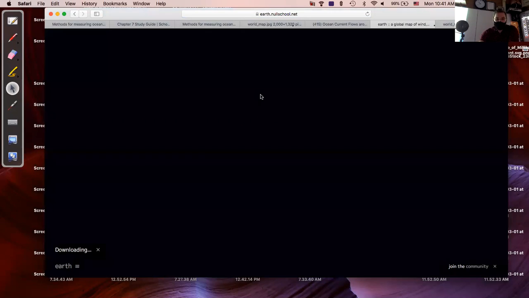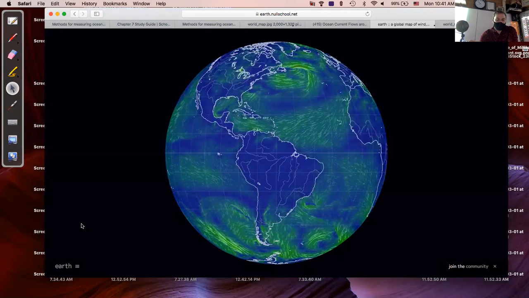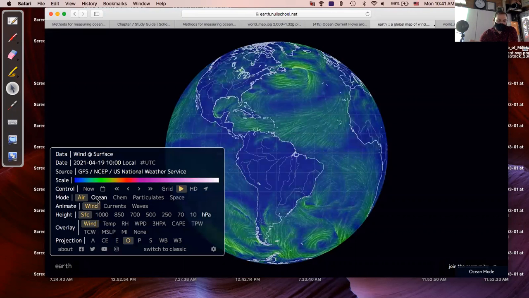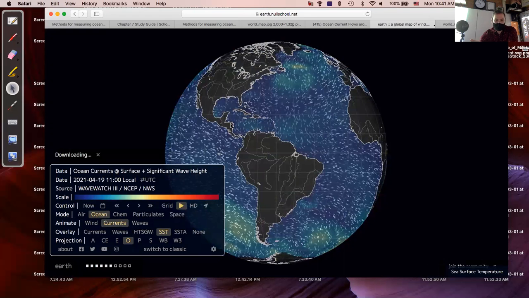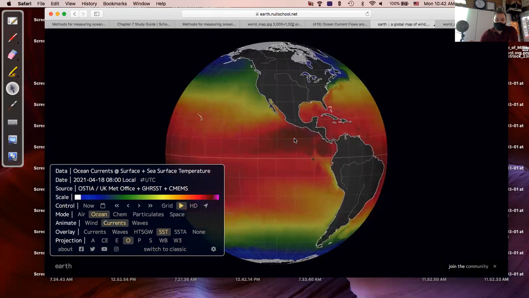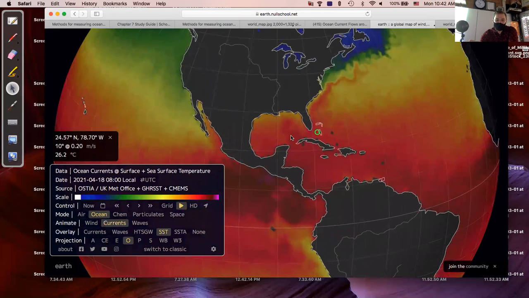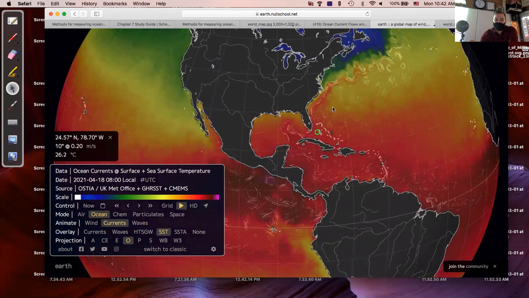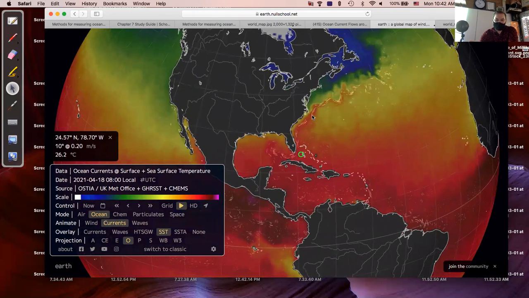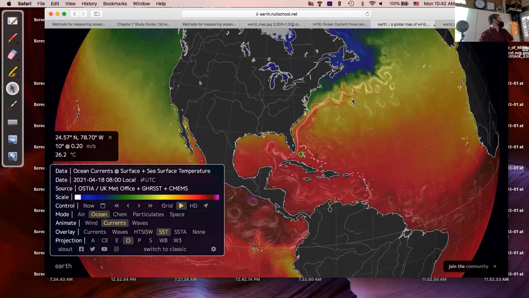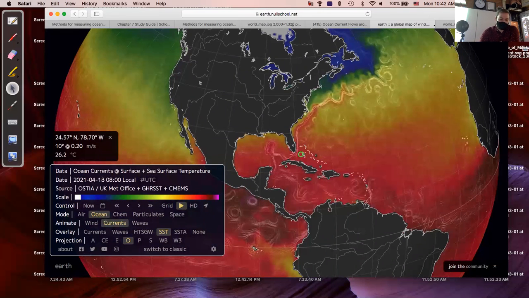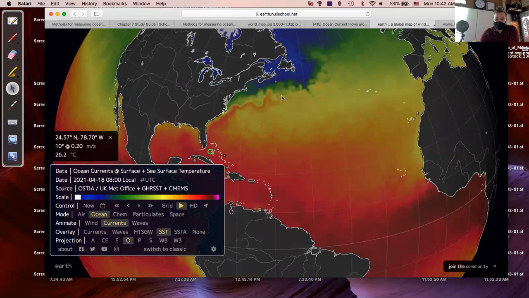Earth.null school, the way in which this site is able to display current and temperature information, it's like when you go to ocean current and sea surface temperature, whenever you're on this site and you see whatever the temperature of the water is, the sea surface, and the direction of the ocean currents, how it's possible to know this information in near real time. Because this says, let's see what the date is. This was as of 8 Zulu yesterday, or 8 Universal Coordinated Time yesterday. So that's only like a day old data in terms of ocean temperatures and current direction and speed information.